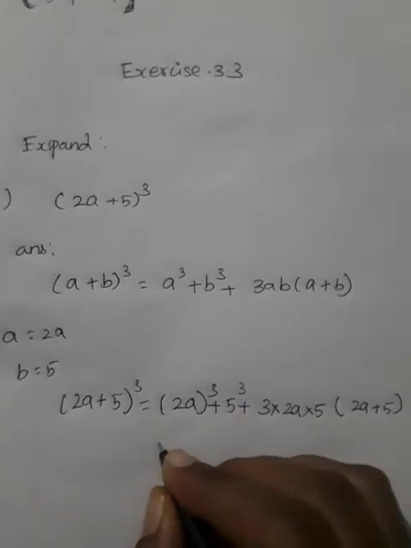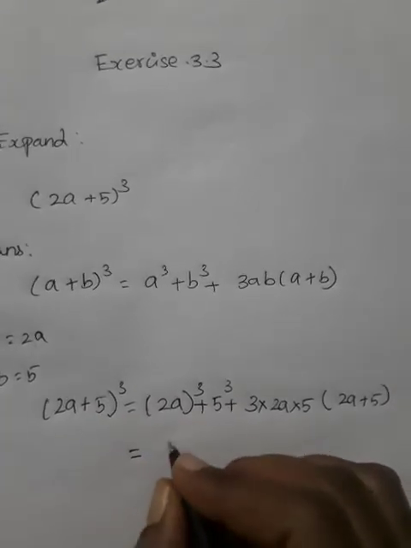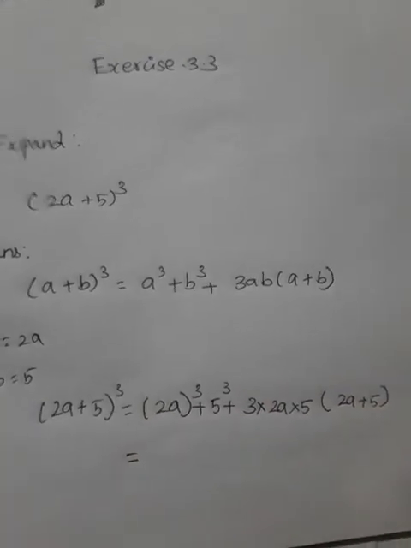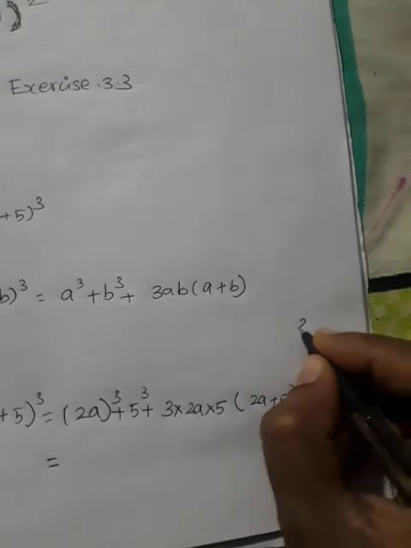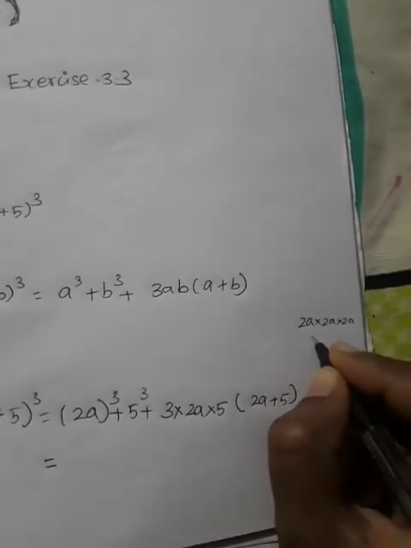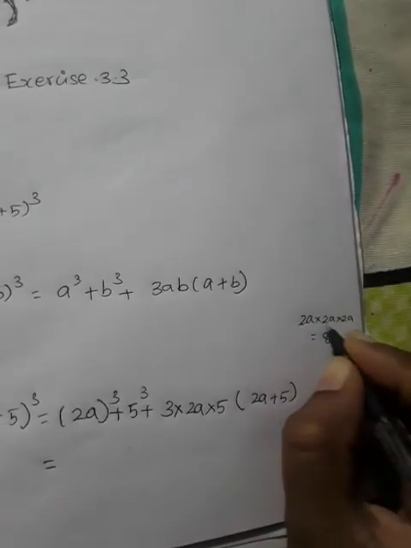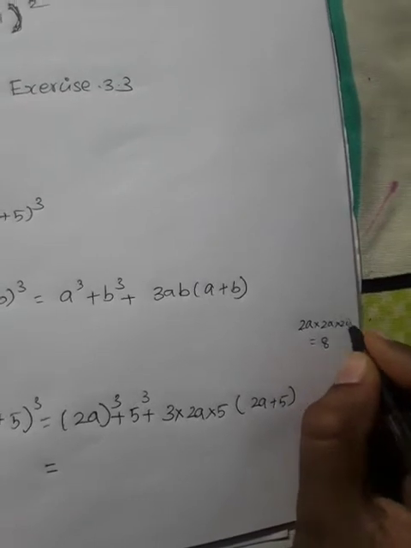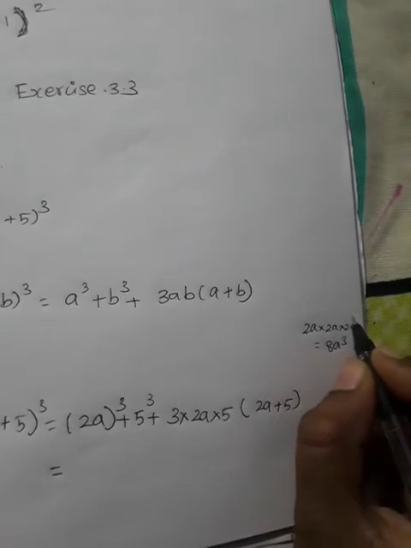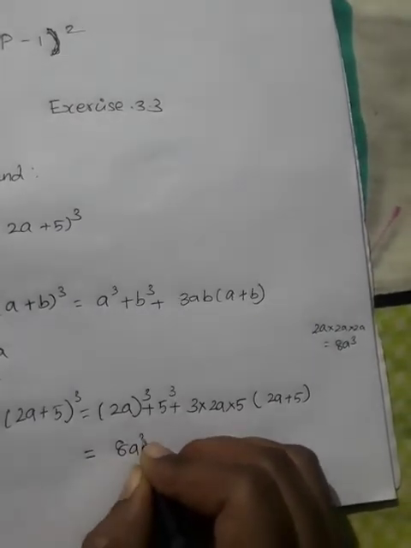After that, 2a the whole cube. What do you mean by 2a the whole cube? 2a into 2a into 2a. I'll show the rough work. First multiply all the number terms. 2 2s are 4, 4 2s are 8. A into a is a square, a square into a is a cube. Just add the powers. 1 plus 1 is 2, 2 plus 1 is equal to 3. So the answer is 8a cube.